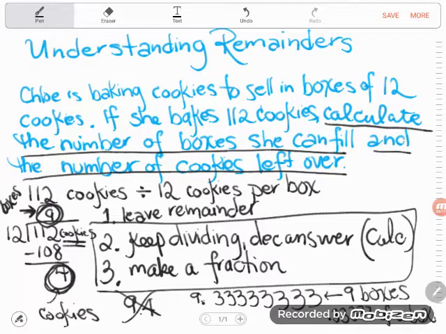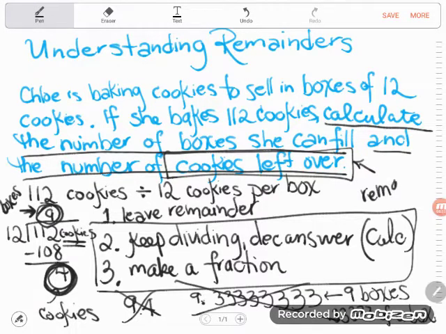Well, I don't know about you, GED student, but for most of the students in my class, 0.3333333 of a box doesn't have a whole lot of meaning. It's more meaningful to know that that was 4 leftover cookies. And so, because they wanted me to know the number of cookies left over, a better way to deal with this would have been remainders rather than decimals.